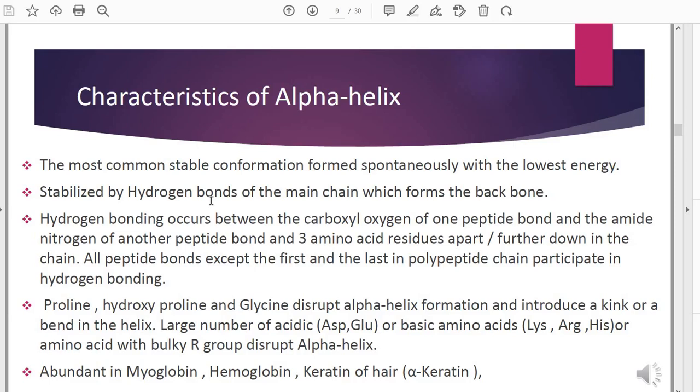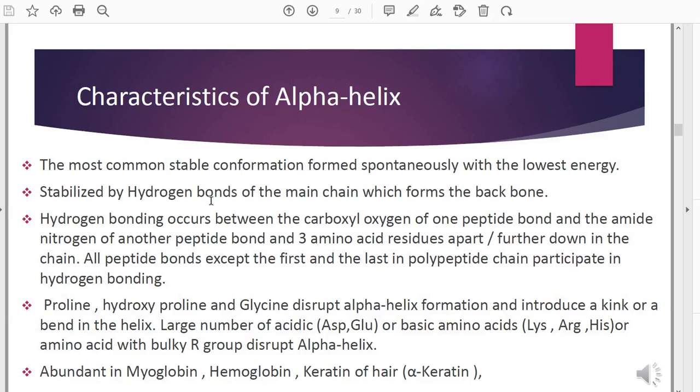Proline, hydroxyproline, and glycine disrupt the alpha helix formation. They introduce a kink or a bend in the alpha helix. It stays linear, but if the amino acid is proline or hydroxyproline they make a kink, and we will see this in detail in collagen. Also a large number of acidic amino acids, aspartate or glutamate, basic amino acids, lysine, arginine, histidine, or amino acids with a bulky side chain will disrupt the alpha helix.